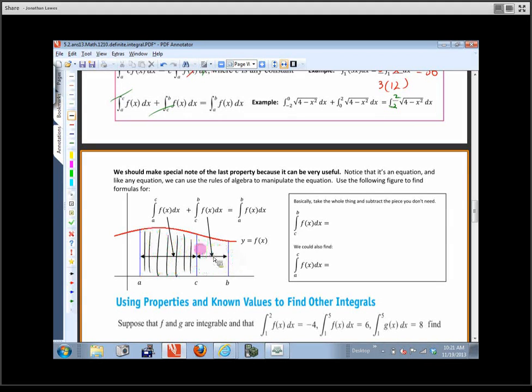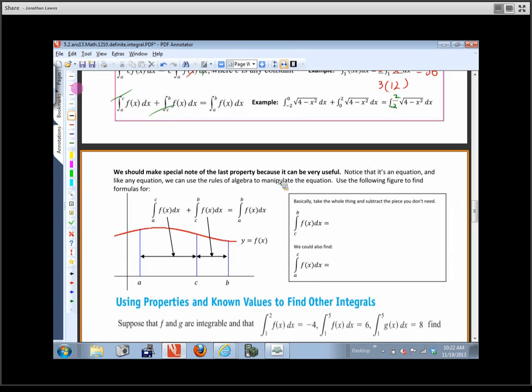So what if I said, well, I just want from c to b. All I want is this right here. Okay. So the idea is we're going to take the whole thing, because I don't want the whole thing. I only want from c to b. But let's say I knew what some of these quantities were and I could solve for the piece that I don't have. What I do is I take the whole thing and then I just subtract off the piece that I don't want. So if all I want is from c to b, I'm going to take the whole thing.